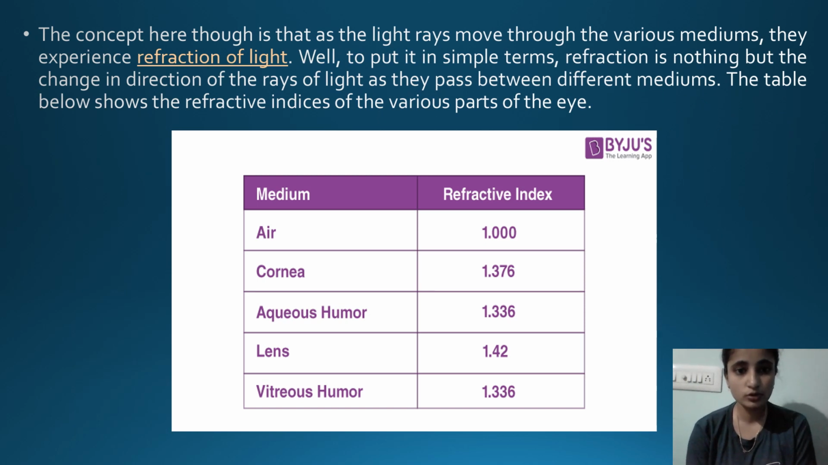The concept here though is that as the light rays move through the various mediums, they experience refraction of light. To put it in simple terms, refraction is nothing but the change in the direction of the rays of light as they pass between different mediums. The table below shows the refractive index of the various parts of the eye. Air 1.00, cornea has a refractive index of 1.376, aqueous humor 1.336, lens 1.42 and vitreous humor has 1.336 refractive index.